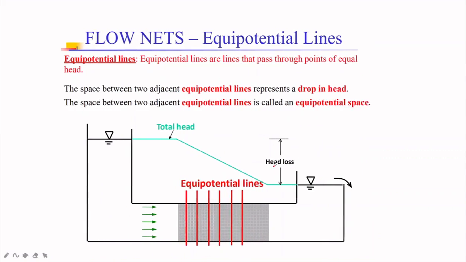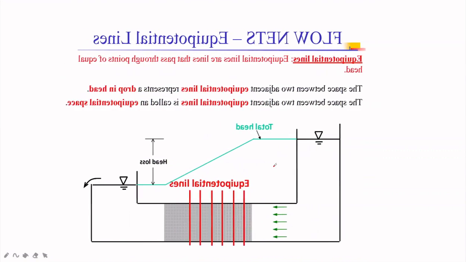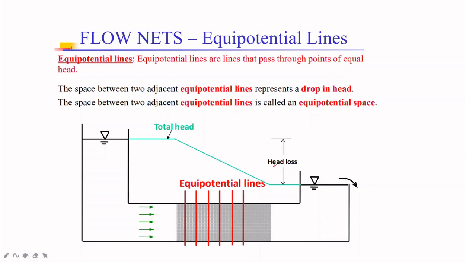So next, equipotential lines. These equipotential lines are lines that pass through points of equal head. So the space between two adjacent equipotential lines represents a drop in head. Okay, the space between two adjacent equipotential lines represents drop in head. The space between two adjacent equipotential lines is called an equipotential space.